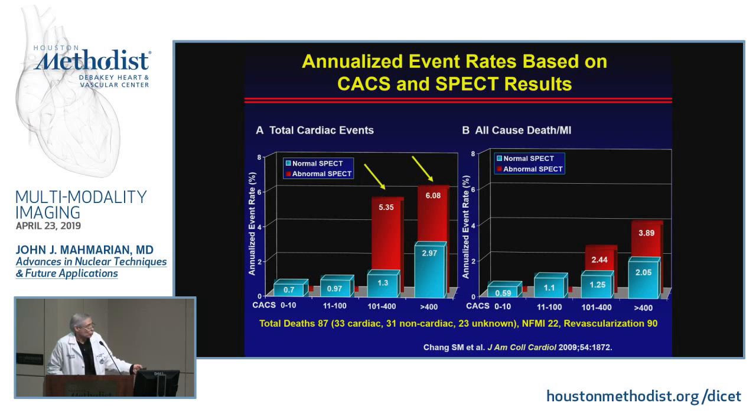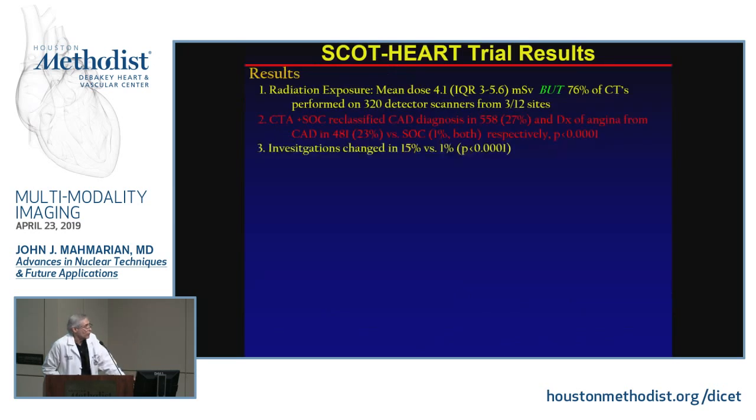This is looking at calcium score and annualized event rate for total events and all-cause death and MI. As you go up in calcium score results, you have a higher event rate. But look at a normal SPECT versus an abnormal SPECT. So the integration of having a high calcium score and an abnormal SPECT increases your risk 3 to 4-fold beyond what you would have with a normal SPECT and a high calcium score. Okay, so identical to the data from Engber's showing the same results in terms of events and death and MI. So again, the integration of these techniques is very helpful.